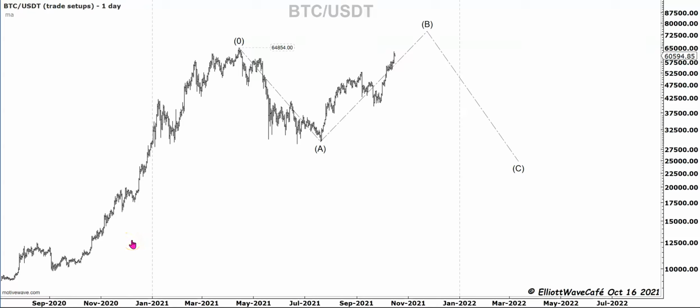Let's talk about the B wave. Where can it appear? How does it form? And why does it scare traders so much? All right, I'm looking at the chart of Bitcoin on a daily, right?